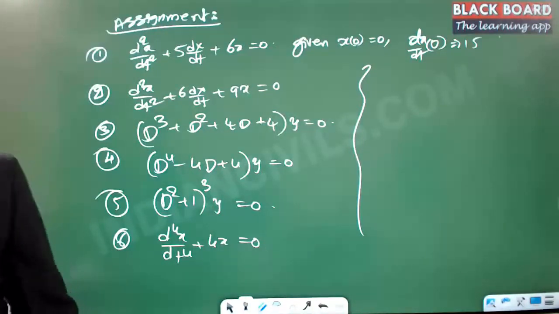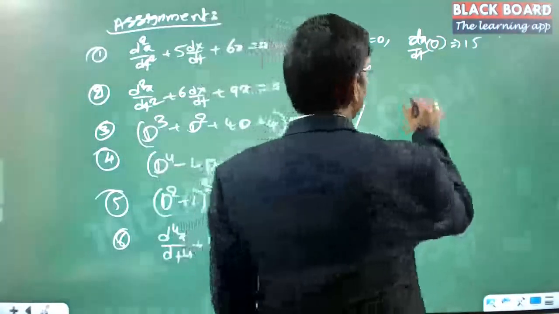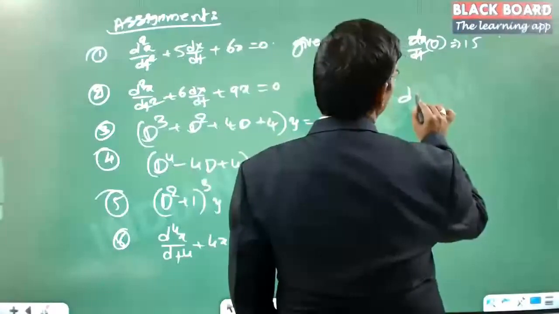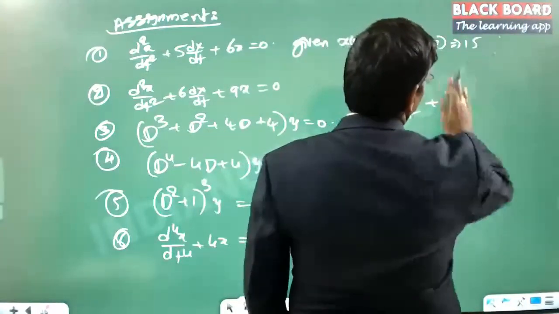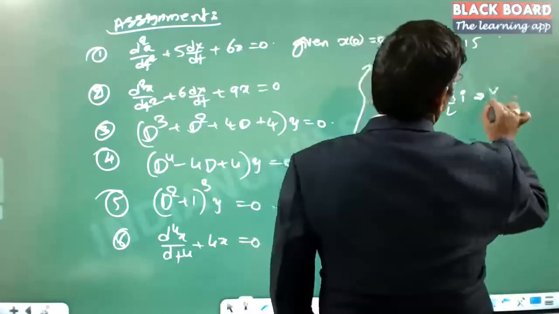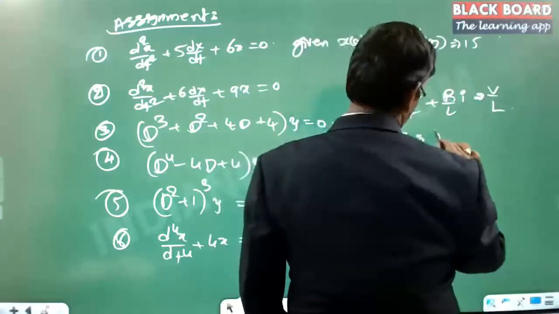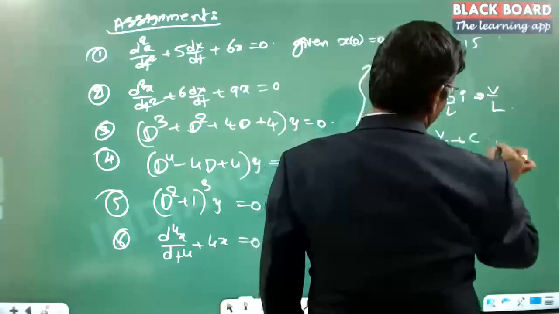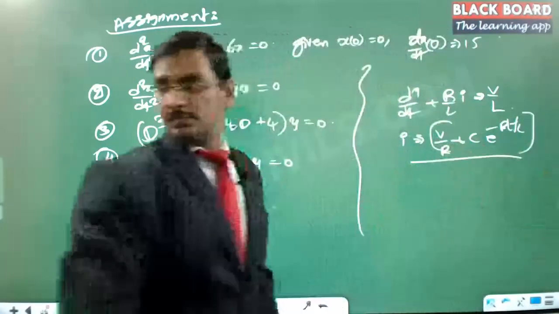So Nidhi, what is your question? In the very first equation, you mean to say that is the circuit element, right? That is di by dt plus r by l times i is equal to v by l. In this we have got the solution i is equal to v by r plus c into e power minus rt by l. So is this the one you are asking?